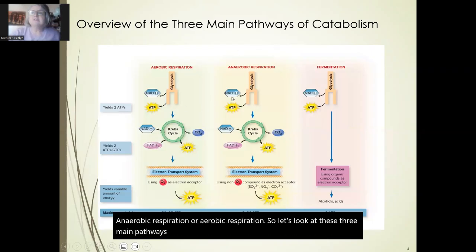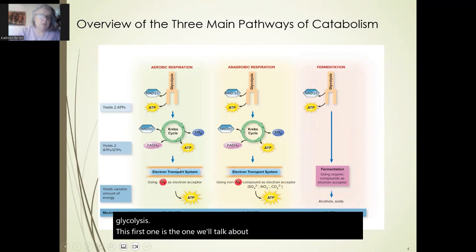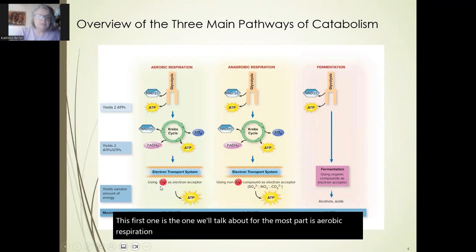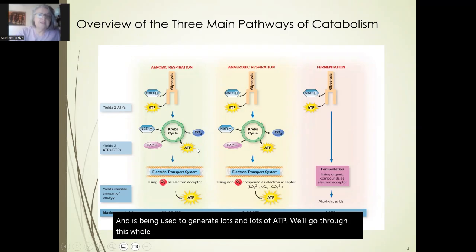If we look at the 3 main pathways, we can see in the left-hand panel, this is glycolysis. Notice everybody's starting with glycolysis. This first one is the one we'll talk about for the most part, aerobic respiration. And this is where oxygen is being used as the final electron acceptor and is being used to generate lots and lots of ATP. We'll go through this whole process in a bit more detail in the coming slides.